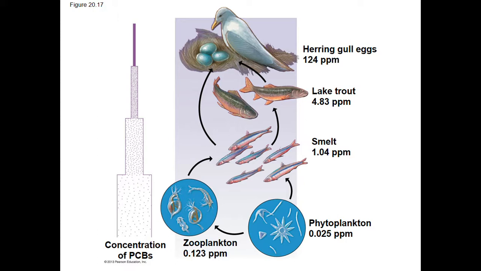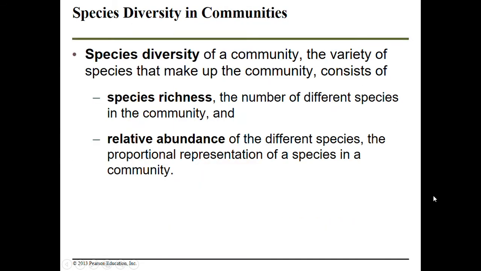And then eventually the most appears in the herring gulls. So we start little with phytoplankton, get a little larger with zooplankton, larger with smelt, larger with lake trout, and then largest with herring gulls because they eat the fish, right? Right. So not fun. All right, so moving on to species diversity in communities.